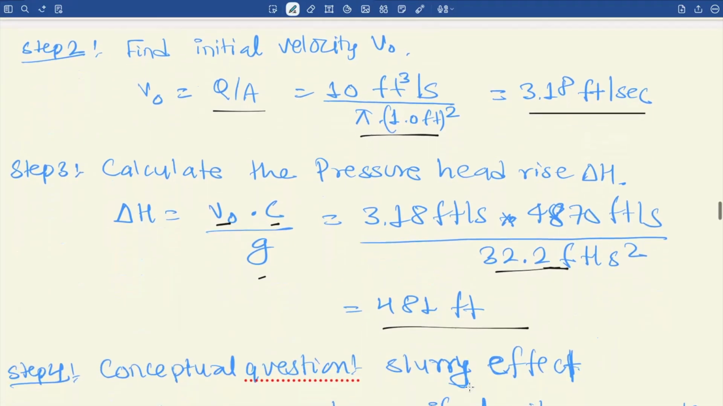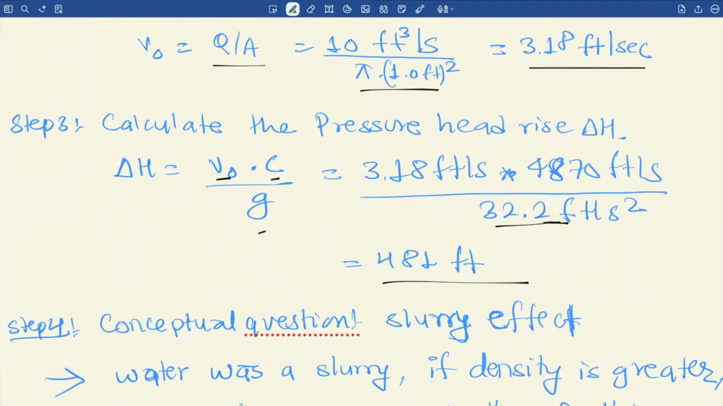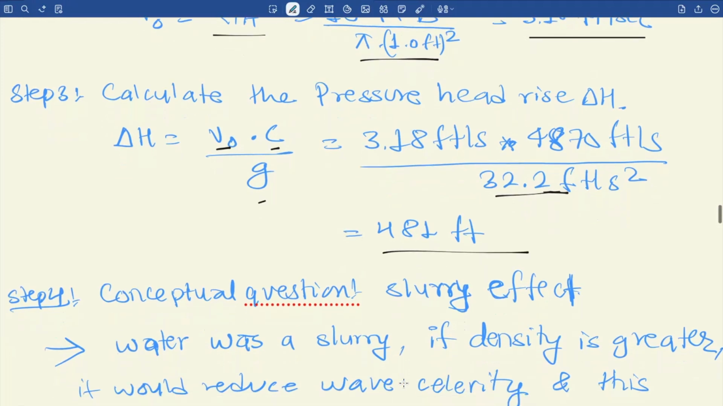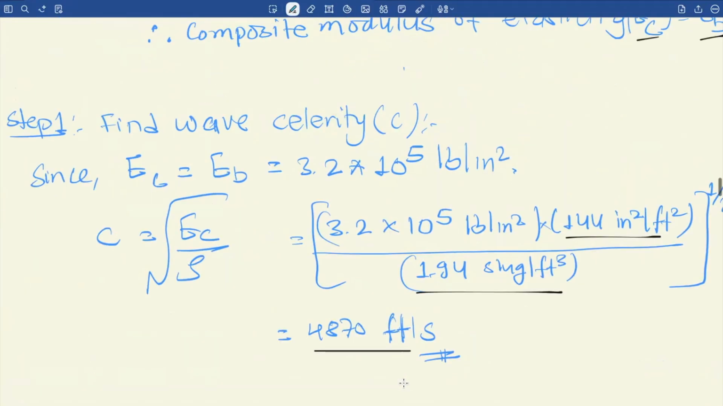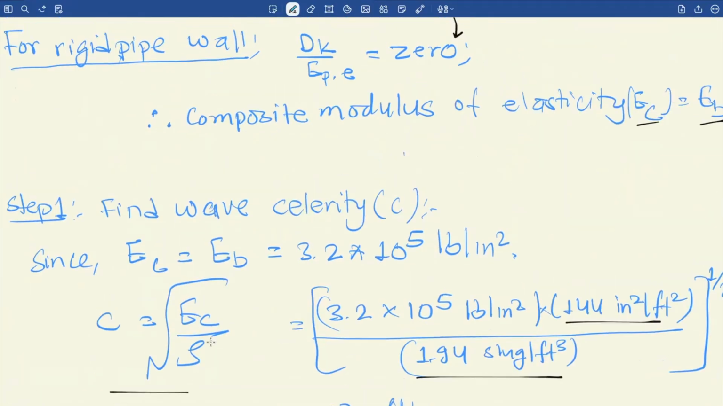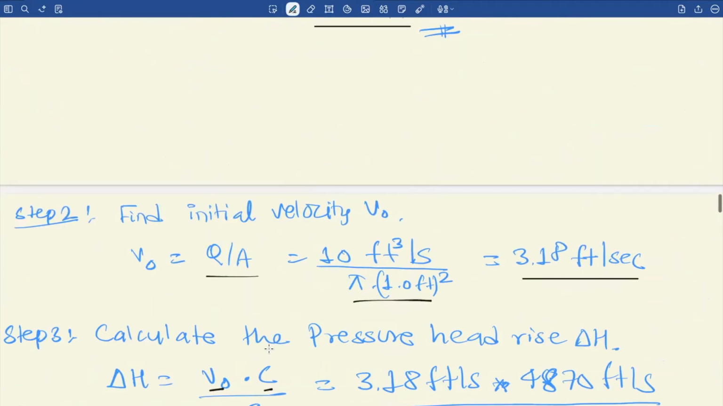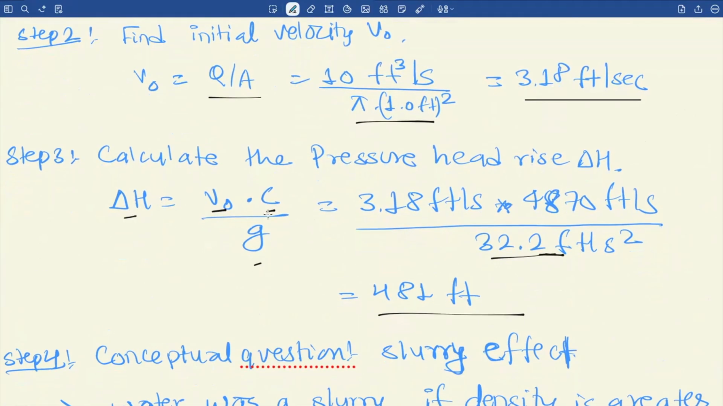Now the other question asked was the slurry effect, which is a conceptual question. If the water is replaced by a slurry with a specific gravity of 1.2, the density is higher. Looking at C, when density is higher, then the value of C will be lower. That will lower the ΔH. So the pressure head rise would be lower for the slurry than for plain water.